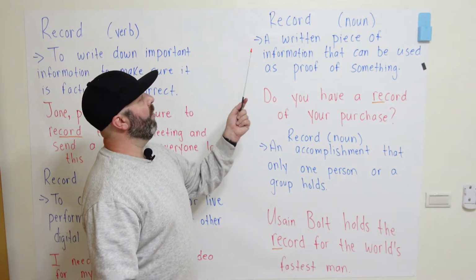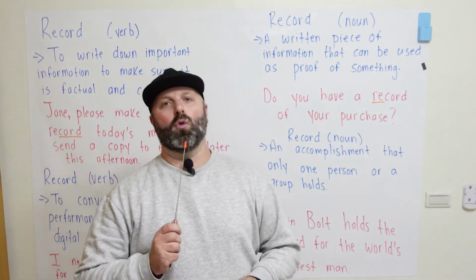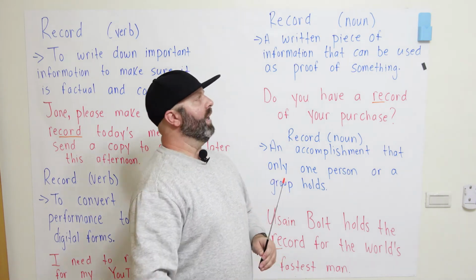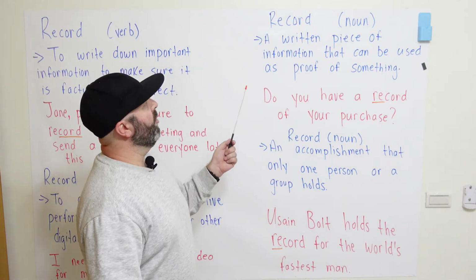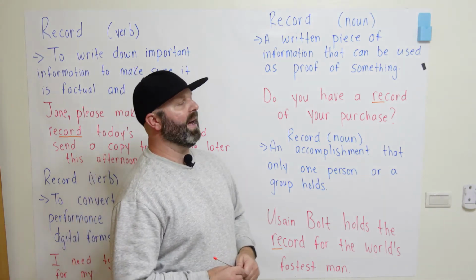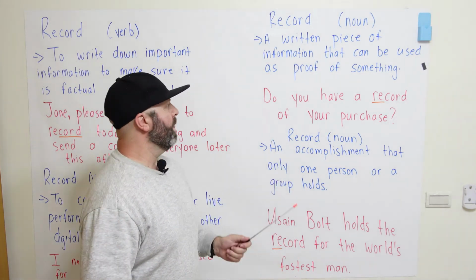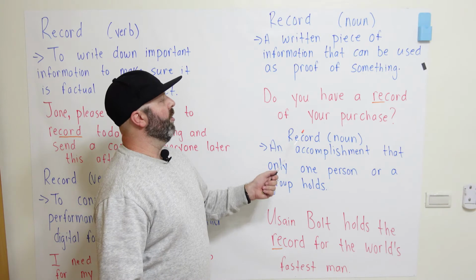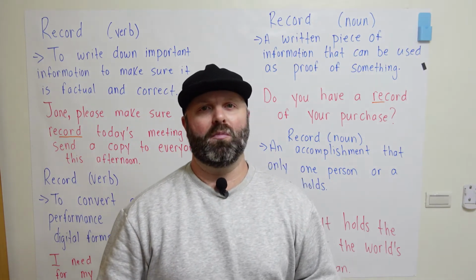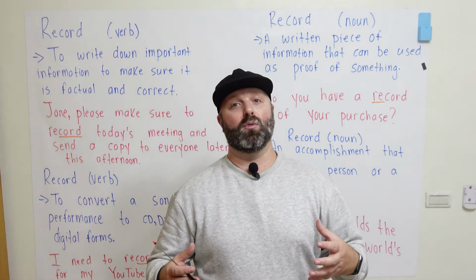Now, as a noun, the word sounds like this, record, okay? Record. The emphasis is at the beginning of the word. So a record is a written piece of information that can be used as proof of something. Do you have a record of your purchase? So in this example here, maybe they could be talking about a receipt.